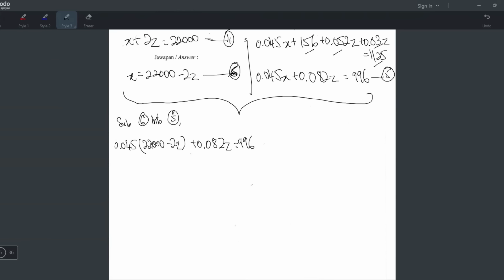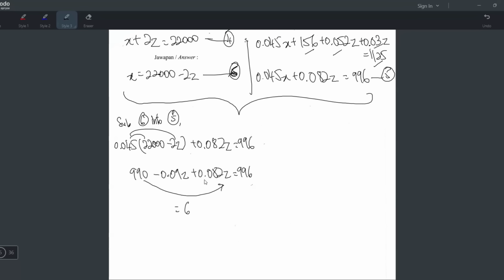So times 22,000. Okay, let me press. Okay, my calculator gives me 990. And then 0.045 times 2, that's going to give you 0.09 Z. Minus 0.09 Z, and then plus 0.082 Z equals to 996. Okay, how to find Z? Alright, the 990, I'll move it here first. 996 minus 990 is just 6.